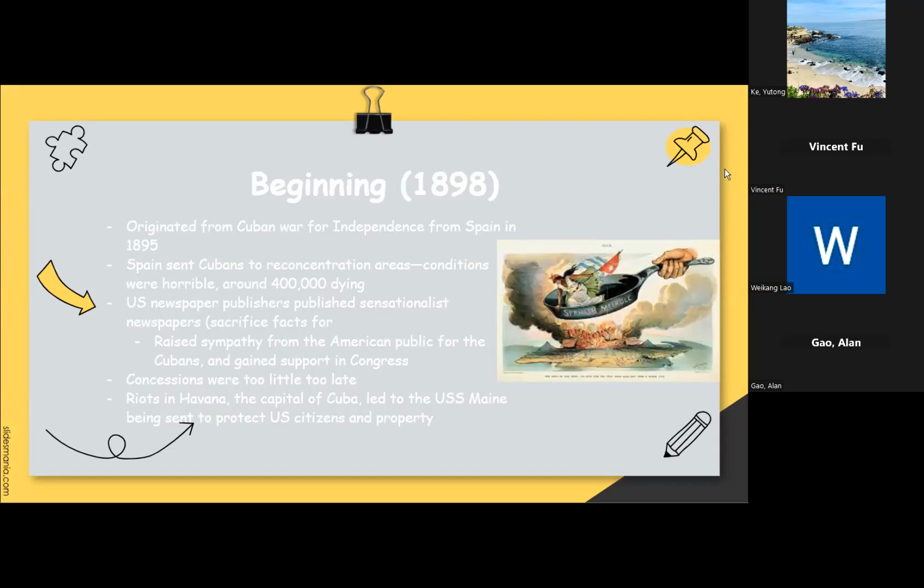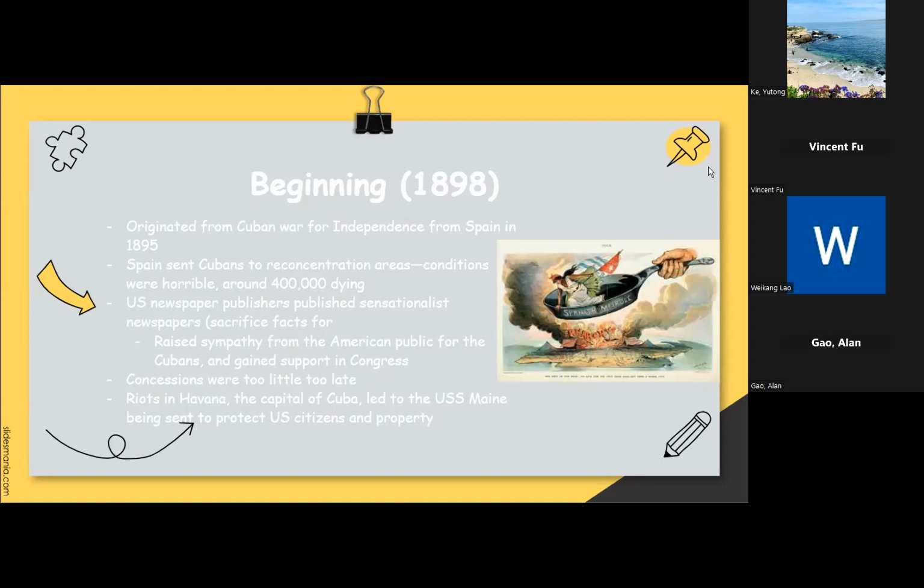The conditions were horrible as usual, and about 400,000 died inside. So then US newspapers caught wind of this, so they published sensationalist newspapers where they sacrifice facts for more popularity, to blow things up. And this raised sympathy from the American public for the Cubans and gained support in Congress.